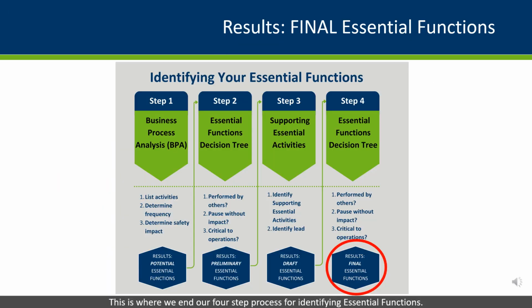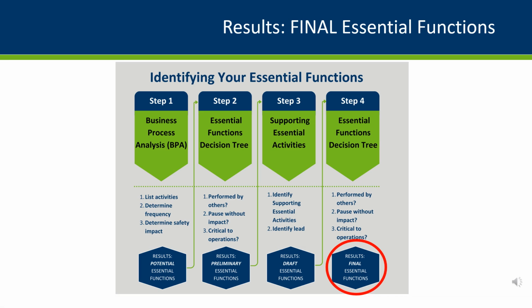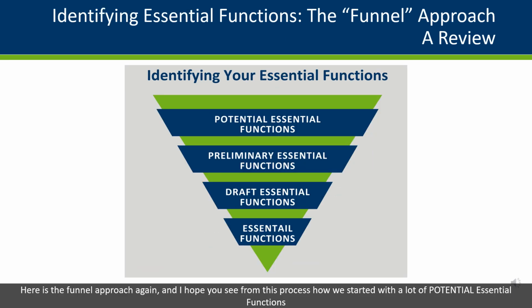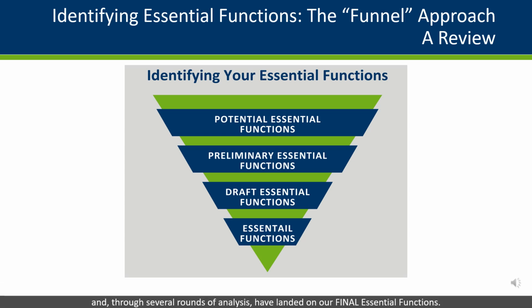This is where we end our 4-step process for identifying essential functions. We have conducted a BPA, we have used the essential functions decision tree, we identified supporting essential activities, and we use the essential functions decision tree again to determine our final essential functions. Here is the funnel approach again, and I hope you see from this process how we started with a lot of potential essential functions, and through several rounds of analysis have landed on our final essential functions.